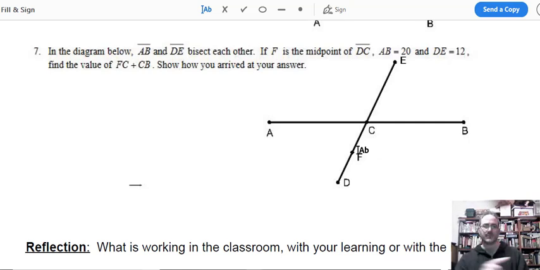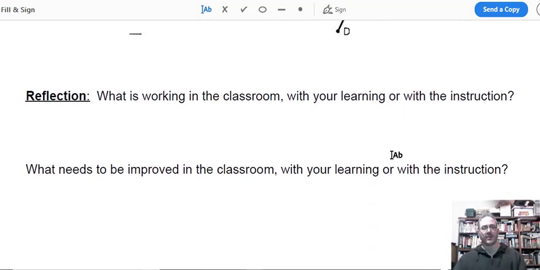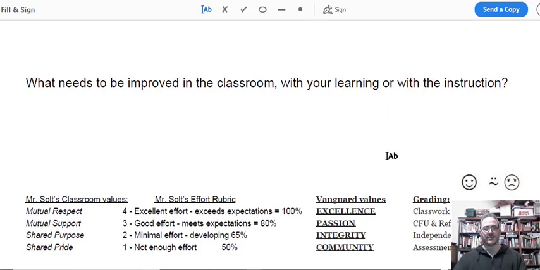Give it a shot. Take some risks. This will tell me whether you get what we're doing today. This will tell me whether you can use your mind and puzzle these out. Give me that reflection on how things are working for you in the classroom, what's working in these videos, what needs to be improved with the classroom, with your learning, or the instruction. Tell me how things are going for you.